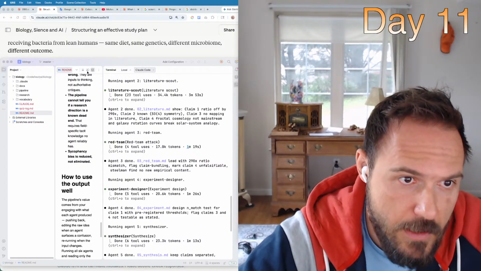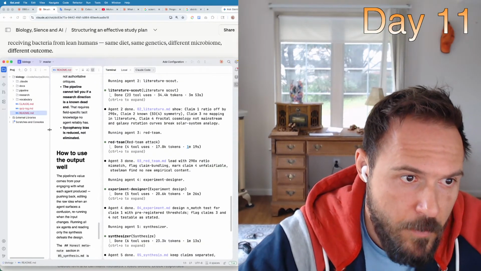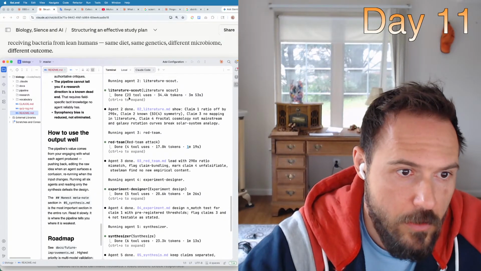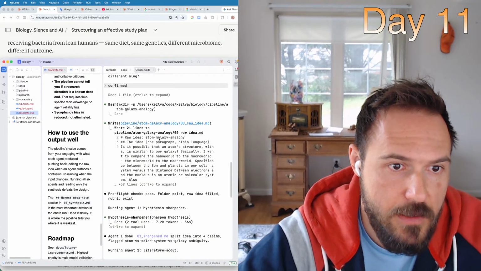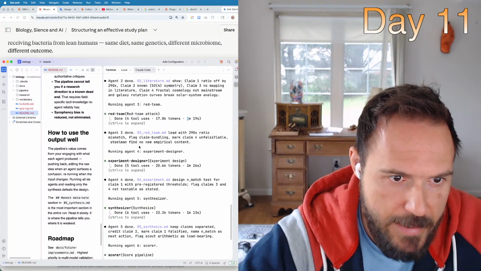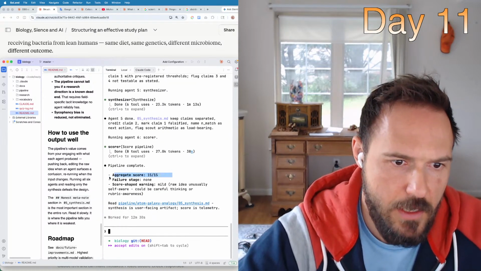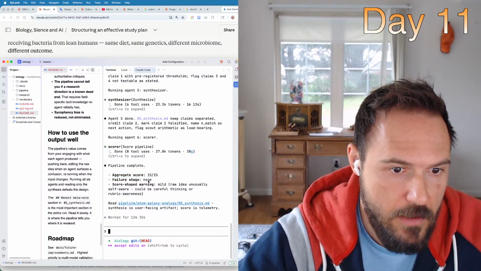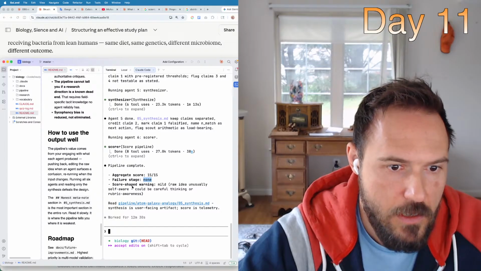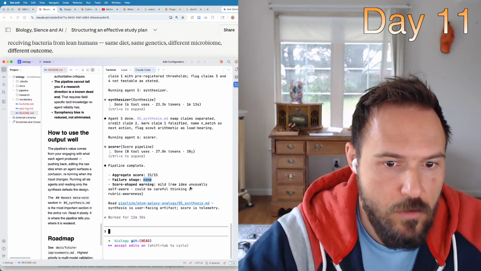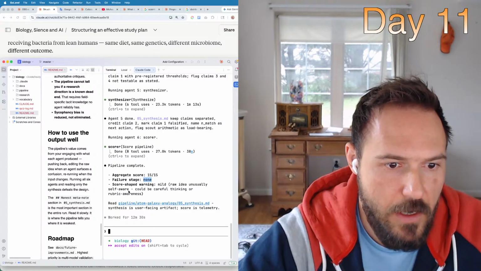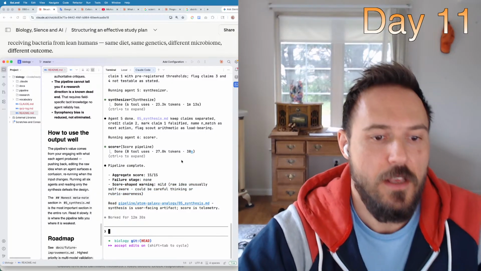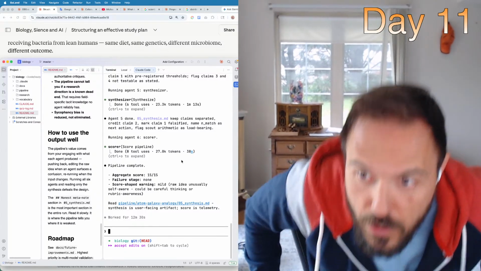Okay, so last time we stopped when we asked Claude to create us a pipeline to verify the ideas. And we threw the first idea at it and so on. And it was working. Aggregate scored 15 out of 15. Fail stage none. Score shape warning, mild. Raw idea, unusually self-aware, could be careful thinking or rubric awareness. Very interesting. So, what's wrong here anyway?